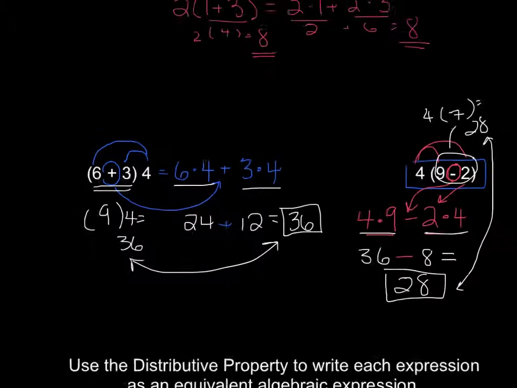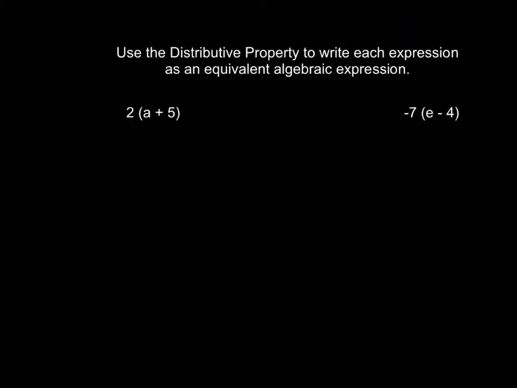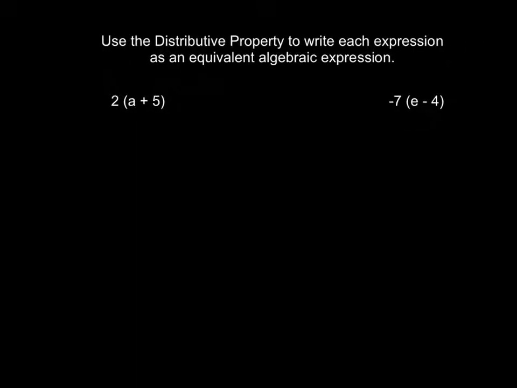So now we are going to use the distributive property on a couple of questions. Use the distributive property to write an equivalent algebraic expression. So essentially, as of right now, it's algebraic because there are variables in these questions. And we need to write something that is equivalent using the distributive property. So the distributive property is using that sort of rainbow method. Let's do this first one.